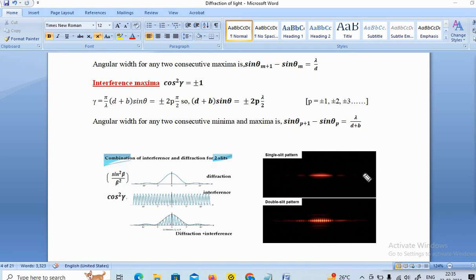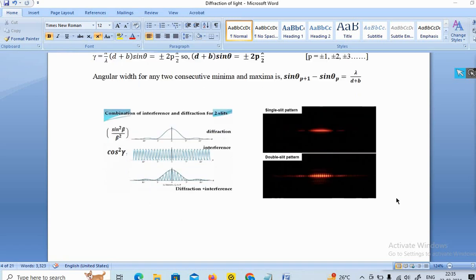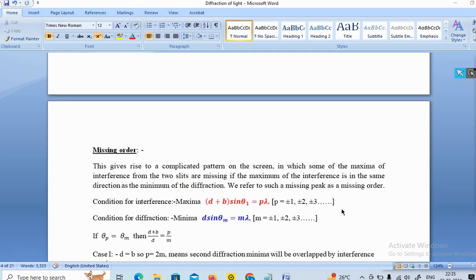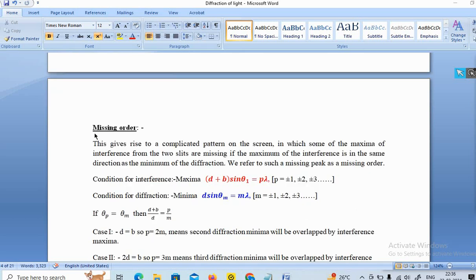So this is the basic difference between single slit diffraction and double slit diffraction. Now when they are overlapping, an important phenomenon is observed on the screen, which is known as the missing order. Missing order is the case when an interference maximum overlaps with a diffraction minimum.